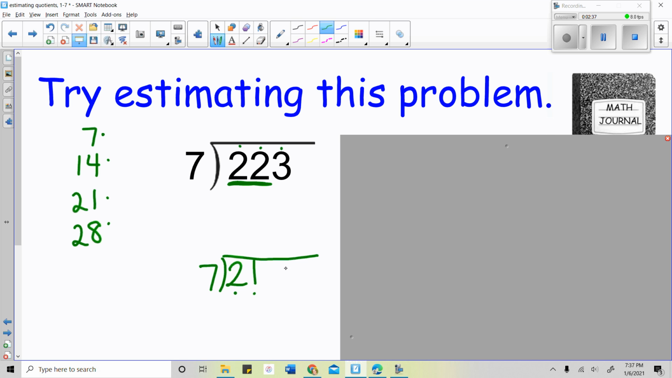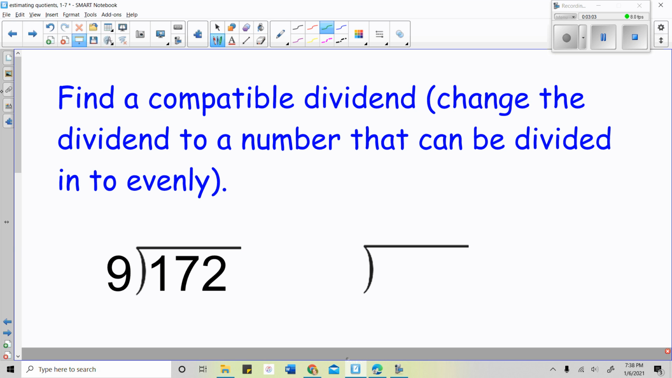So all I have to do to make that 3 digits is I'm going to put a 0 on the end. Then I'm going to start dividing into it, and you'll see that it will go in perfectly evenly, giving me an estimate. So 7 won't go into 2, so I do need to put my placeholder 0. 7 will go into 21 3 times, and 7 will go into 0 0 times, so my estimate is 30. So once again, that strategy is called getting a compatible number.